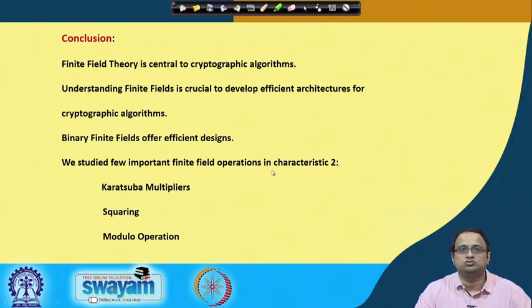And finally, just to conclude, what we discussed in both the previous lecture and this part is that finite field theory is very central to cryptographic algorithms. Understanding finite fields is crucial to develop efficient architectures for cryptographic algorithms. Binary fields offer special advantages in terms of efficient designs. It is more compact, more optimal in terms of its representation. We studied a few important finite field operations in characteristic 2, like the Karatsuba multiplication, the squaring operations, and also the modular arithmetic.